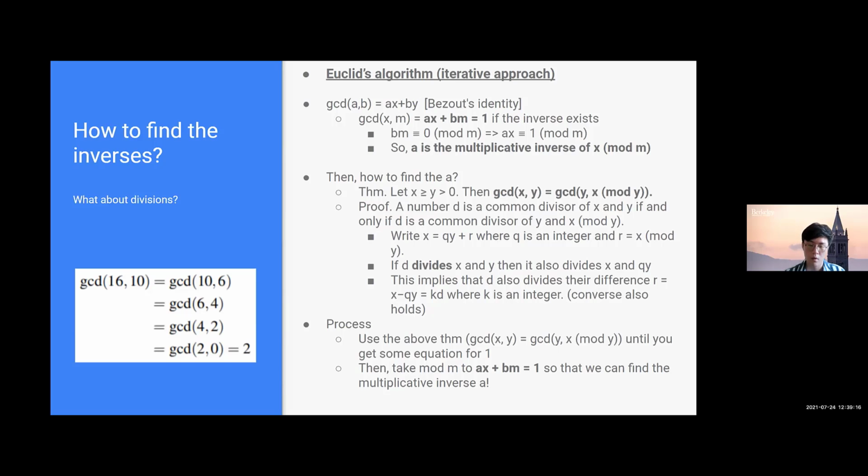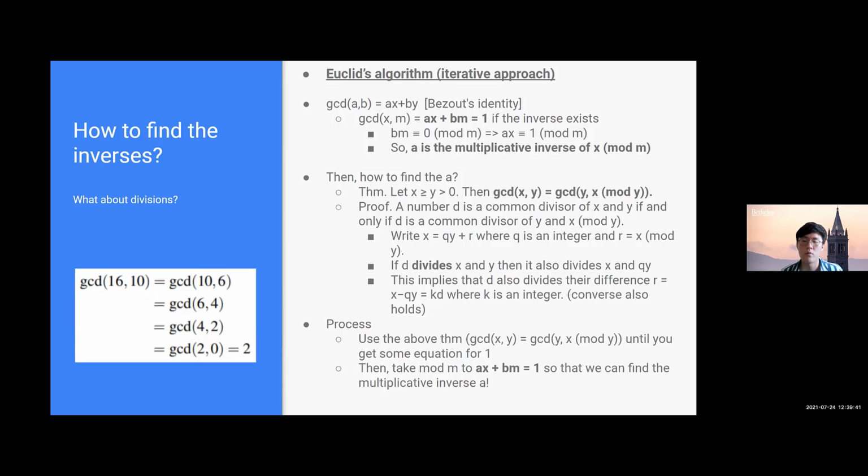But how to find the A? There's another pretty interesting theorem, which is called Euclid's theorem of GCD. So GCD of x comma y should be equal to GCD of y comma x mod y. To prove this theorem, you can think of a number d, which is a common divisor of x and y, only if d is a common divisor of y and x mod y, right?